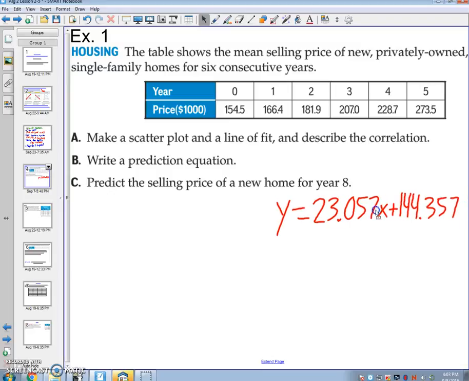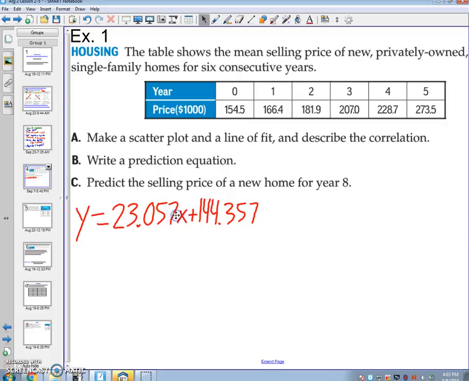Alright, so that's B. That's to write the prediction equation. From this equation, I can do a lot of things. That prediction equation also is the line of fit. That's the graph of the line of fit. The correlation: my slope m is positive. Since that's a positive slope, there's a positive correlation. I already know that.